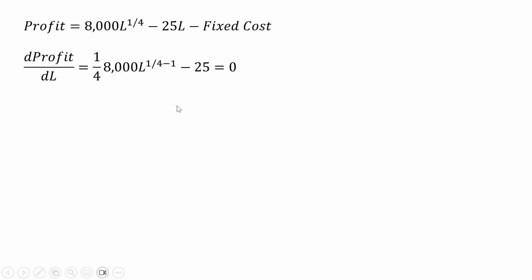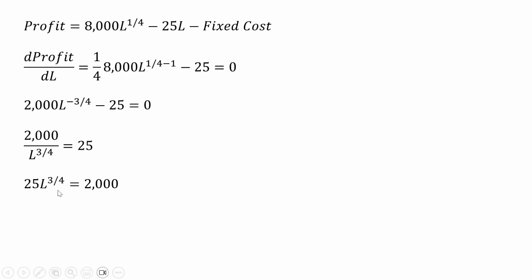Now we're going to solve this expression for L, but let's simplify first. So 8,000 divided by 4 is 2,000. Simplifying the exponent on the L term. Going to move this L to the minus 3/4 into the denominator. Going to cross multiply. Dividing through by 25. And now raising both sides here to the 4/3 power.